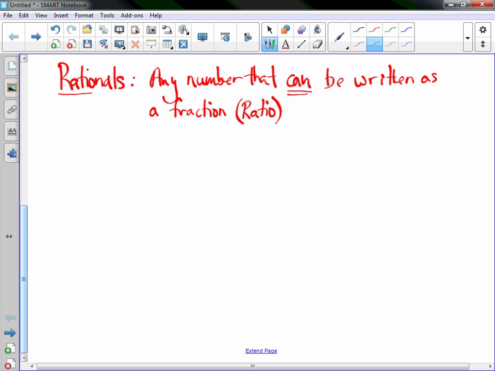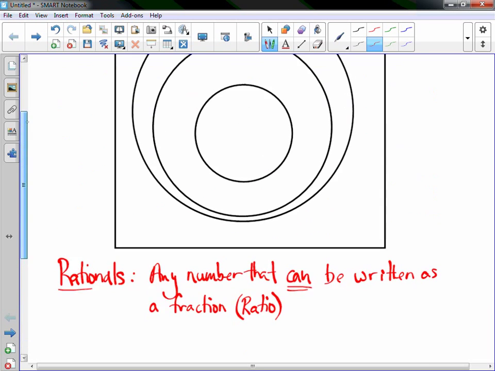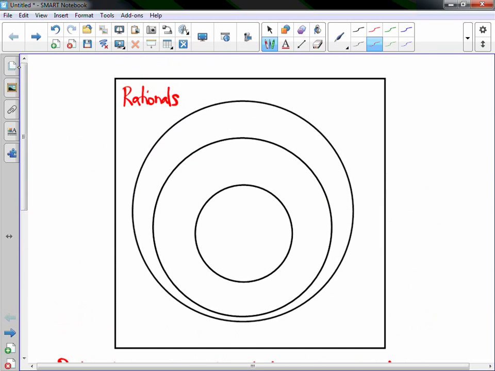That includes a whole bunch of numbers, like 1/3, 1/28, 1/13. All kinds of fractions like that. But it also includes some other sets that you might not think of as fractions off the top of your head, but they are. The next biggest set inside there is called the integers.